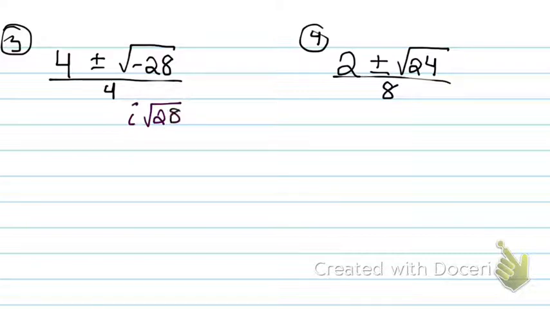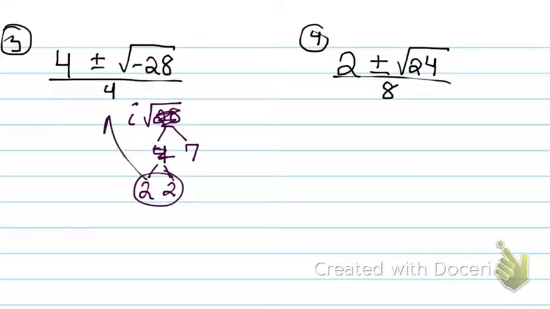And so then I'm going to ask myself, what times what is 28? That will be 4 times 7. And then what times what is 4? 2 times 2. And remember, for every pair, you take 1 out. So I'm going to take out a 2. And that leaves me with the 2i in front of the square root and 7 under the square root. Then I'm going to bring down my plus or minus, bring down my 4, and the 4 in the denominator.